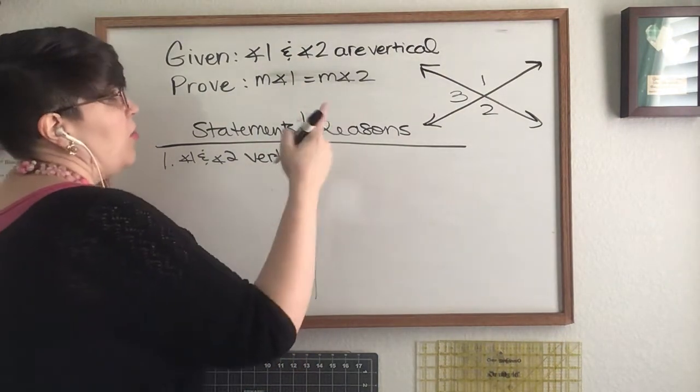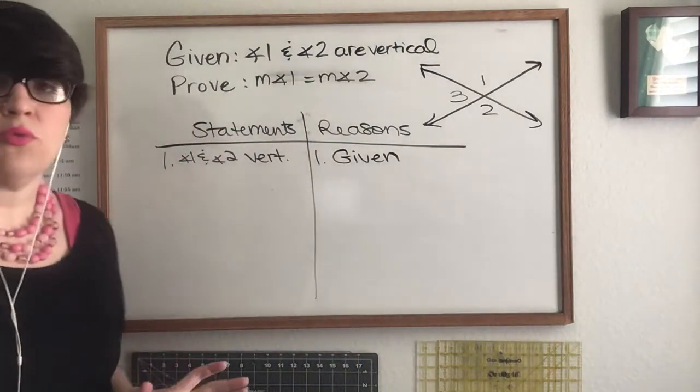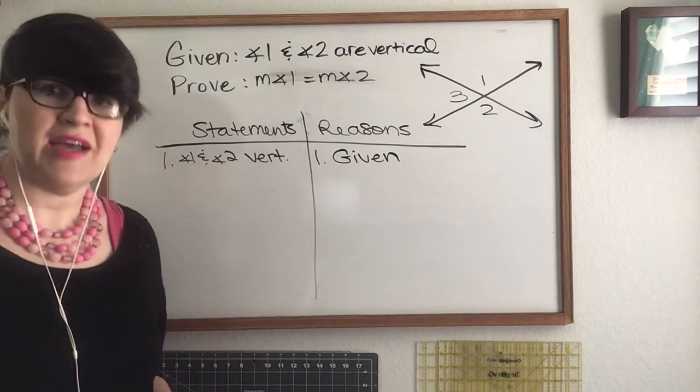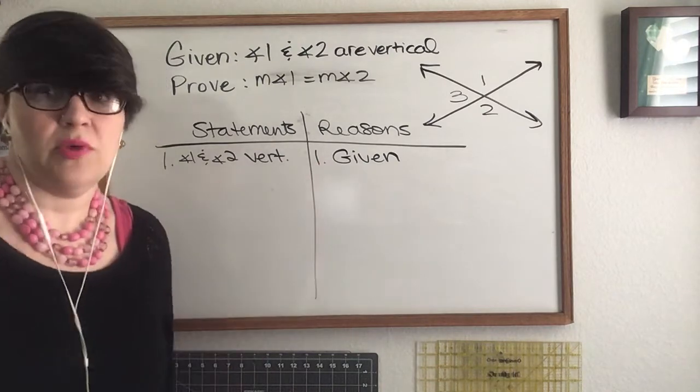How do I know angle 1 and angle 2 are vertical? Somebody gave it to me. I don't know why it's important to them. I don't really care why it's important to them. If they give it to me and they ask me to do something with it, then they gave it to me and I'm going to try to do what I need to do.